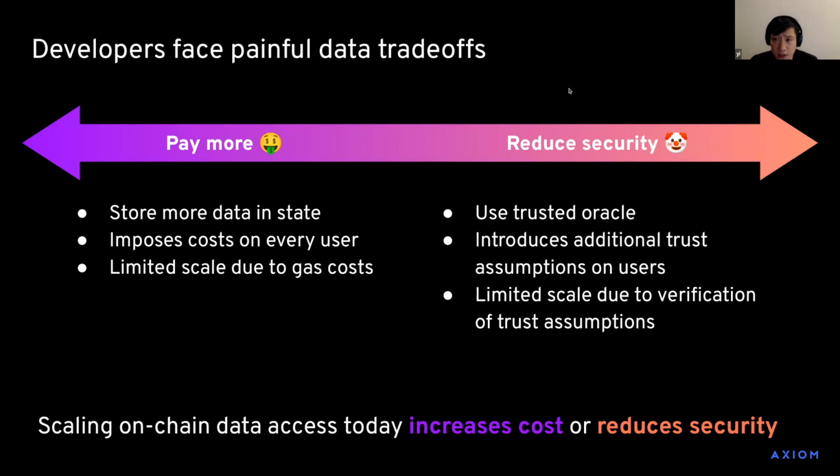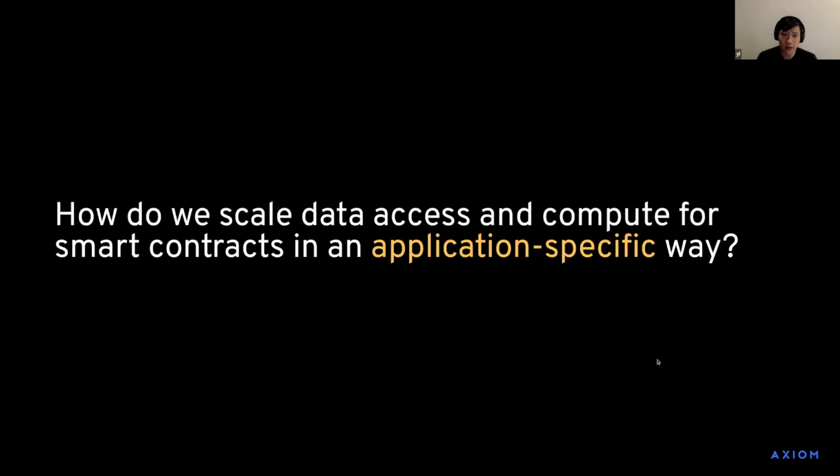The second possibility is to basically reduce your security. That means instead of computing something on-chain, you just use a trusted oracle, which most frequently is simply a number computed by a protocol team and put trustlessly on-chain. These are the two choices we see in the market today, and developers face, frankly, a painful choice between these two options. So the starting point for Axiom is the question of how we can scale both data access and compute for smart contracts in a way which is application specific and cuts through this trade-off.